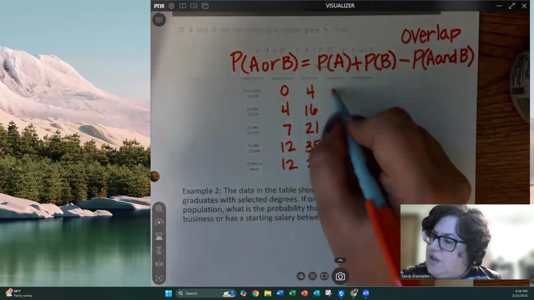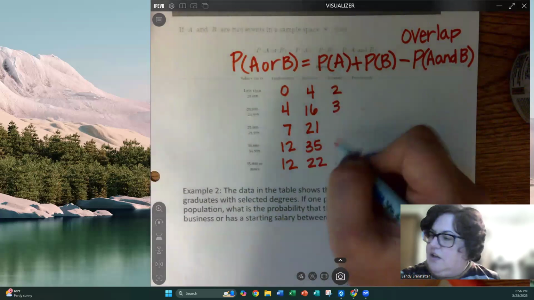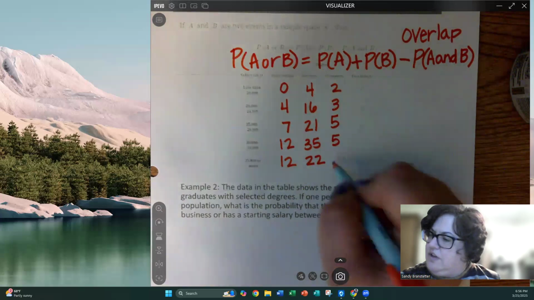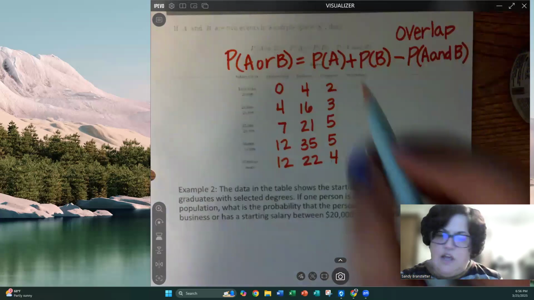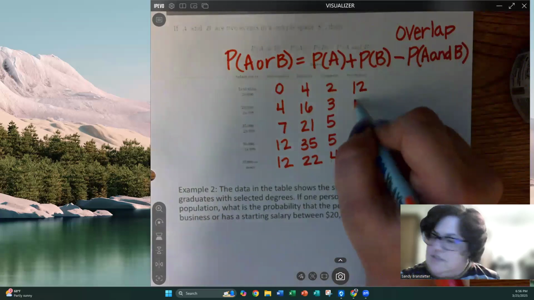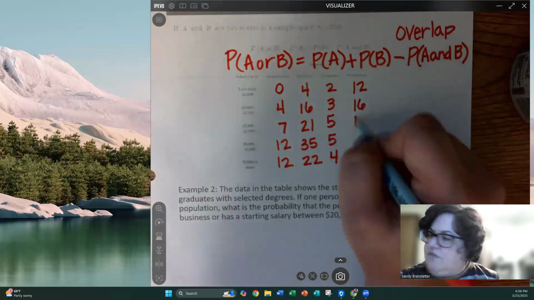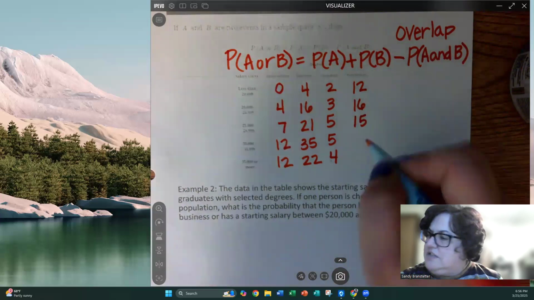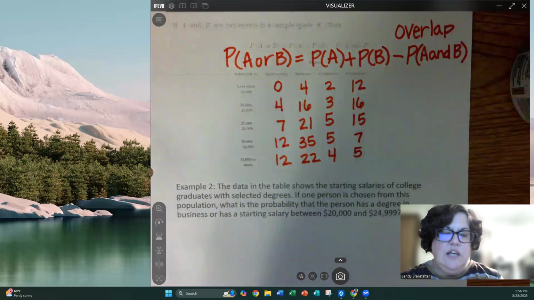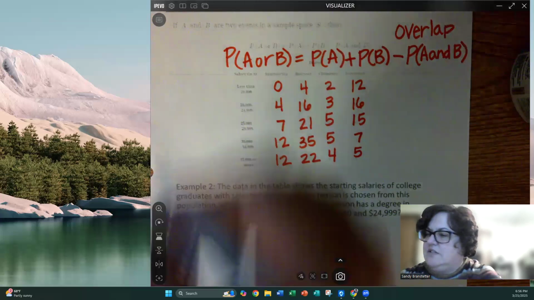This column's numbers are going to be 2, 3, 5, 5, and 4. And then the last column is going to be 12, 16, 15, 7, and 5. We're going to be looking at categories of salaries.